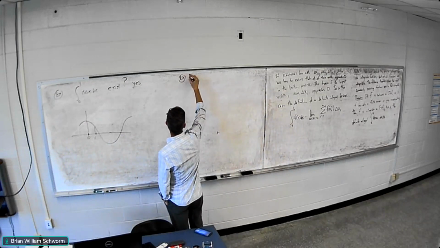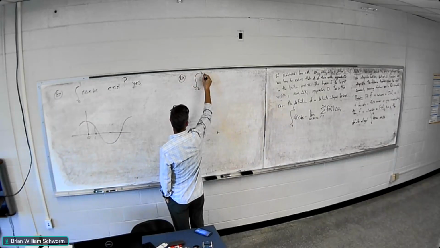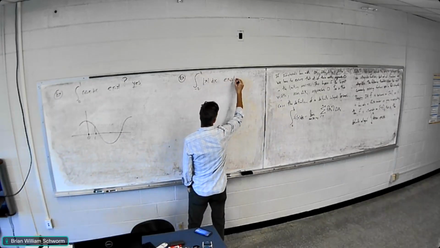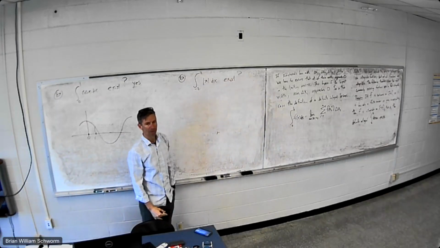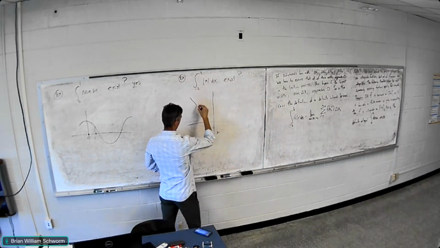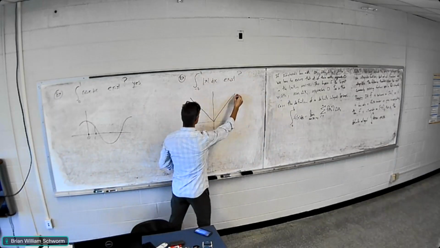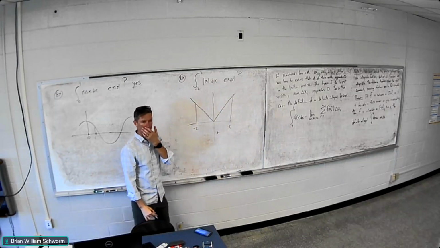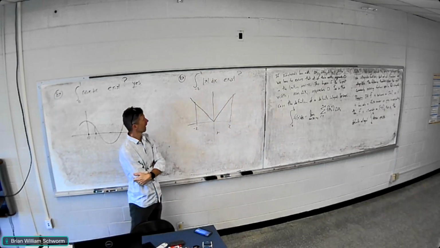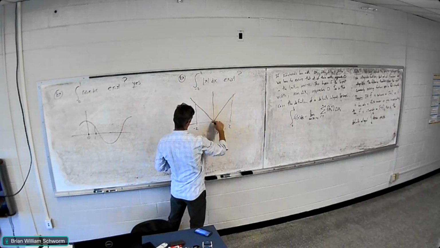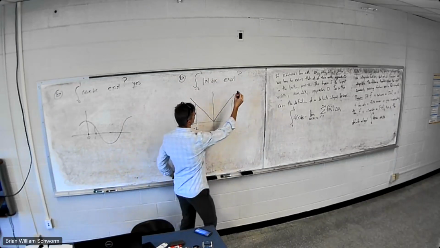Would this exist? The integral from -2 to +2 of absolute value of x. Absolute value looks like this. It's just a V. I'm going from -2 to +2. So would I be able to calculate that, or does it exist? Is it continuous? Yeah, it's continuous. So yes, it does exist.